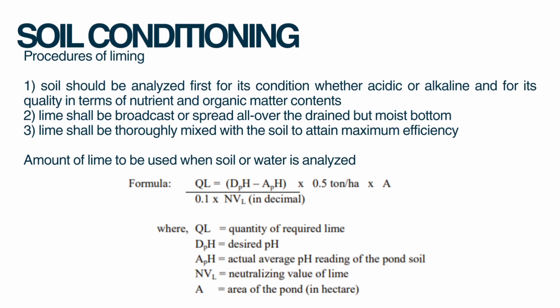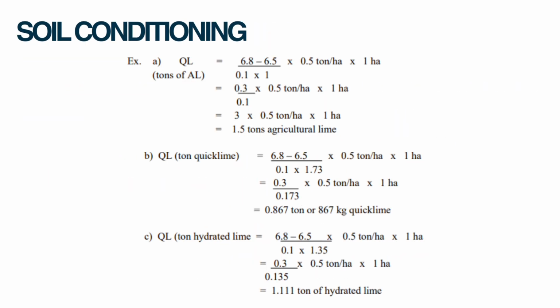Now let's go through an example of calculating the quantity of lime required for a pond with a desired pH of 6.8 and an actual pH of 6.5 in a 1 hectare pond. We use the formula: quantity of lime required equals the desired pH minus the actual pH, times 0.5 ton per hectare, times the area in hectares, over 0.1, which is the standard pH correction unit, and the neutralizing value of lime.